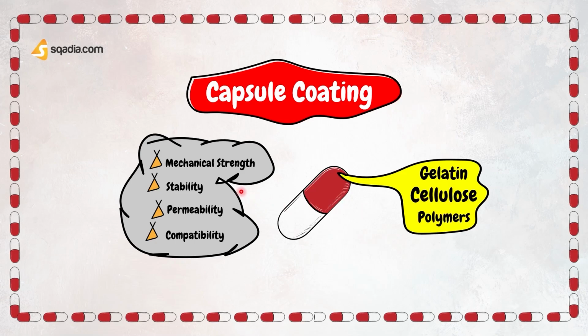strength, stability, permeability, and compatibility. Now these, mechanical strength, like if you want the hardness and friability testing, stability, you want to store a capsule in order to increase its shelf life, permeability, compatibility, these are all the factors which are necessary for capsule coating.